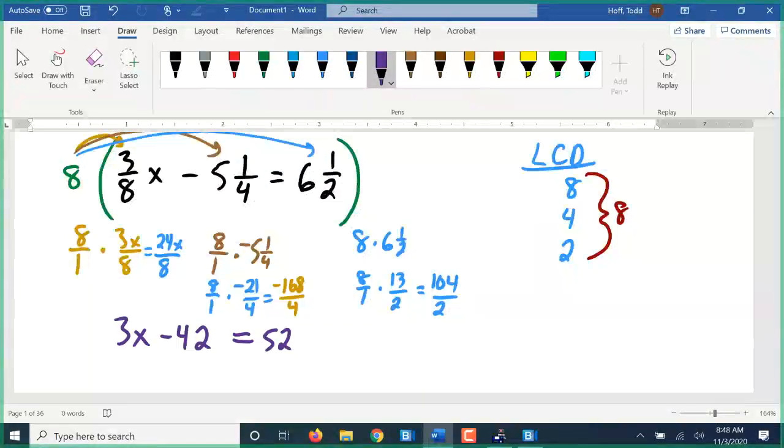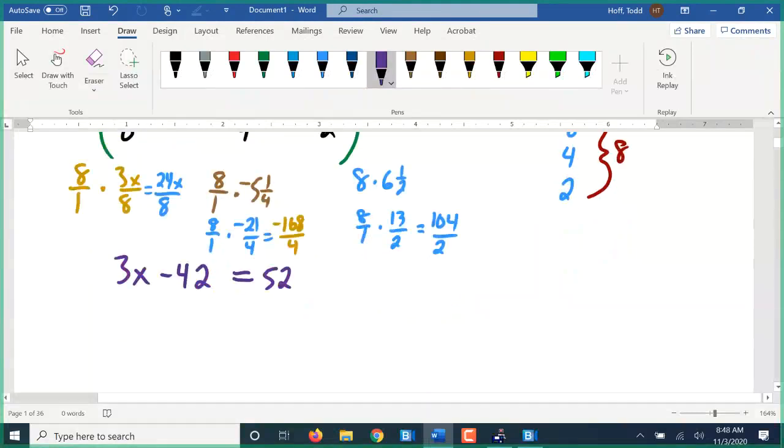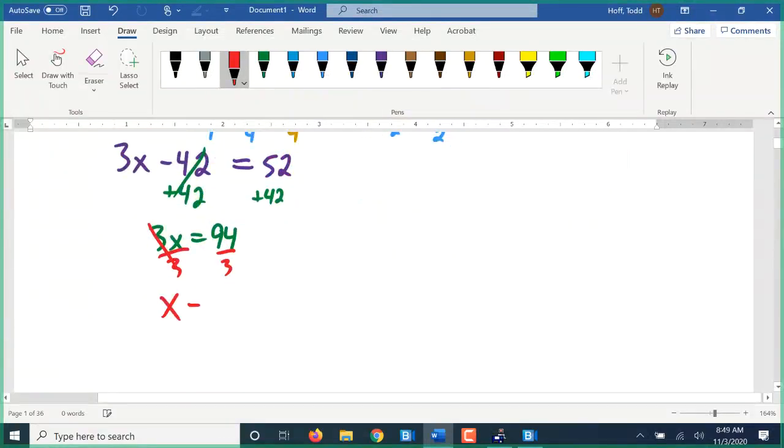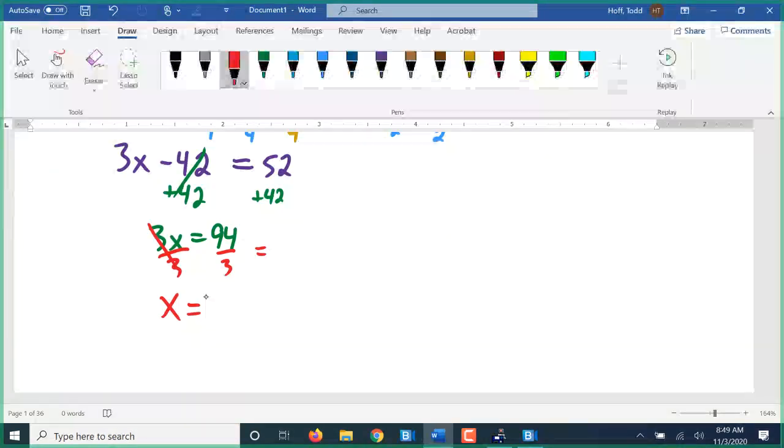And now we can go ahead and solve this equation. We have to add 42. So 3x equals 52 plus 42 is 94. Then we have to divide by 3. X equals 94 divided by 3 is 31.333333. Or, we treat it as a fraction, 94 over 3 reduces to 31 1/3.